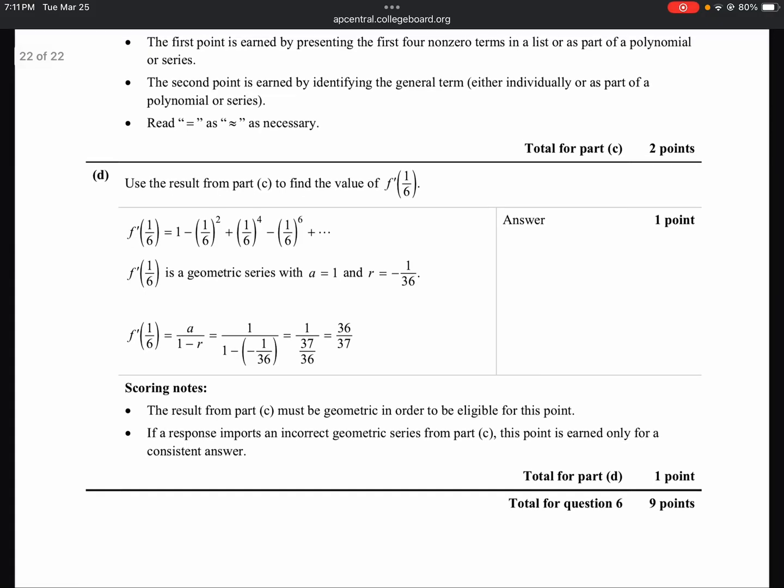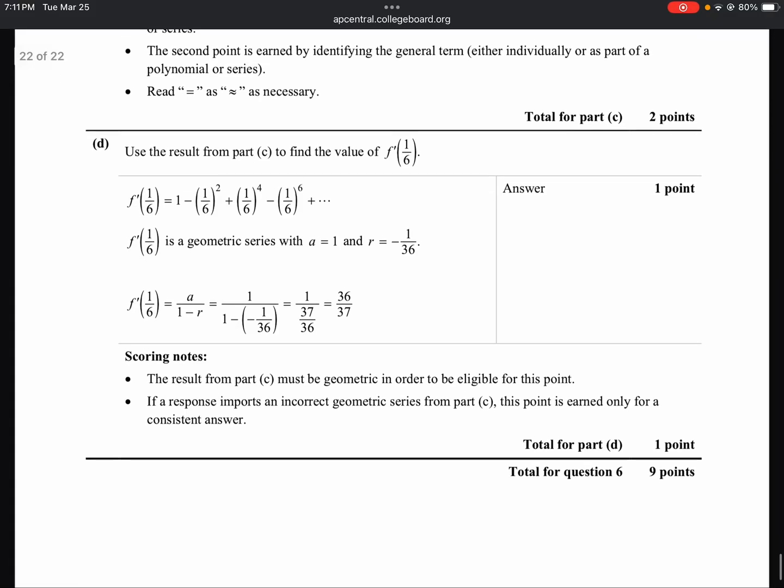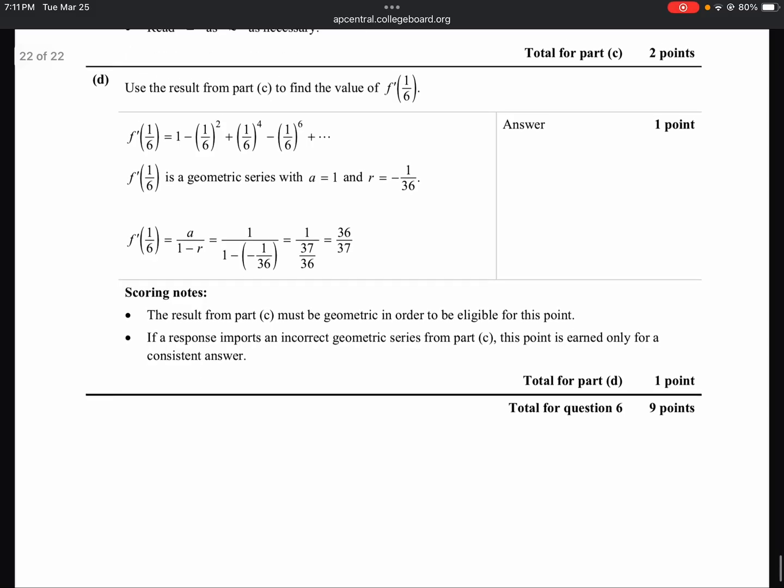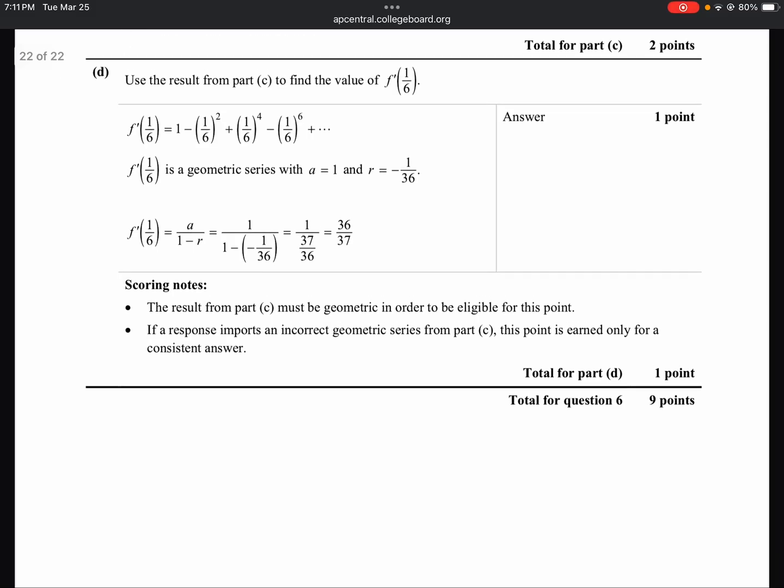So the results from part C must be geometric in order to be eligible for this point, which we said that it was, and we confirmed that it was. If a response imports an incorrect geometric series from part C, this point is earned only for a consistent answer.